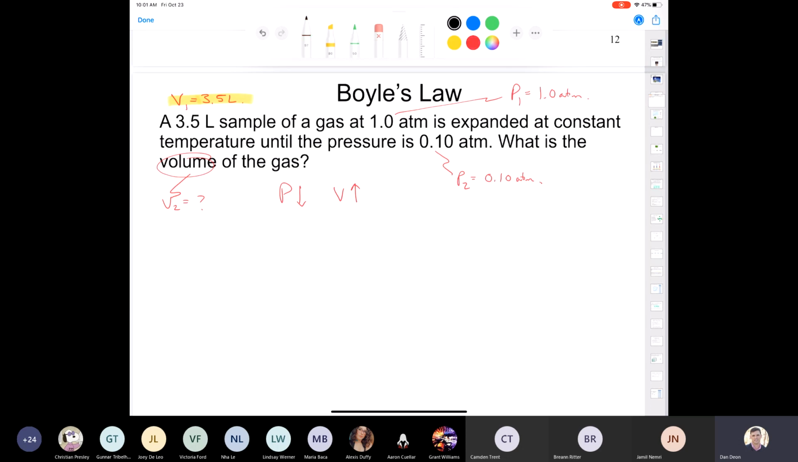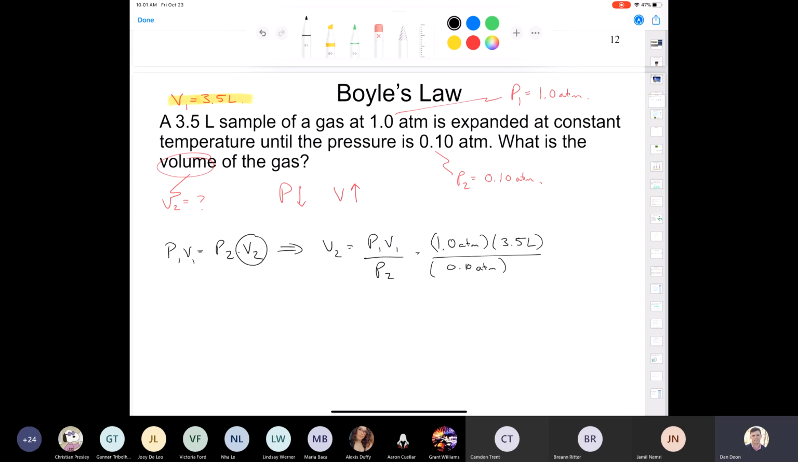Let's do some algebra here. P1 times V1 is equal to P2 times V2. We're solving for V2. You should be able to rearrange this formula very quickly. V2 is equal to P1 times V1 divided by P2. We'll plug in some numbers. Our initial pressure is 1.0 atmospheres, our initial volume is 3.5 liters, and our final pressure is 0.10 atmospheres.